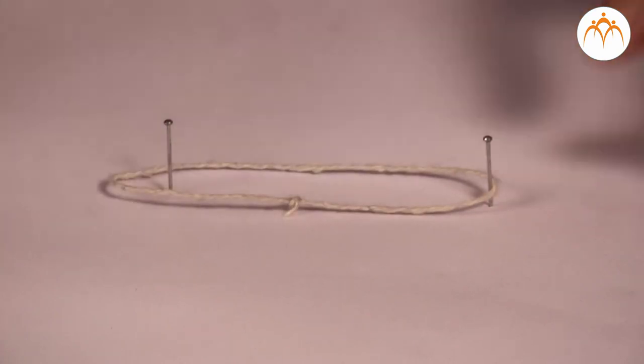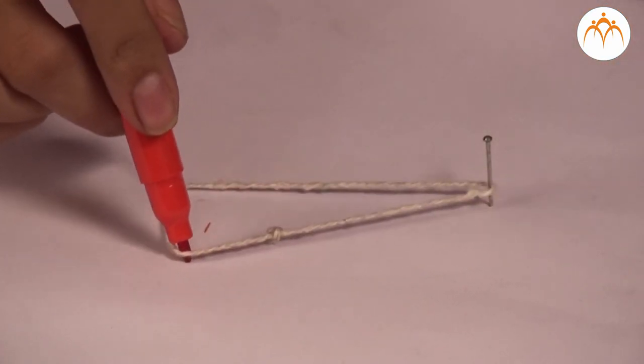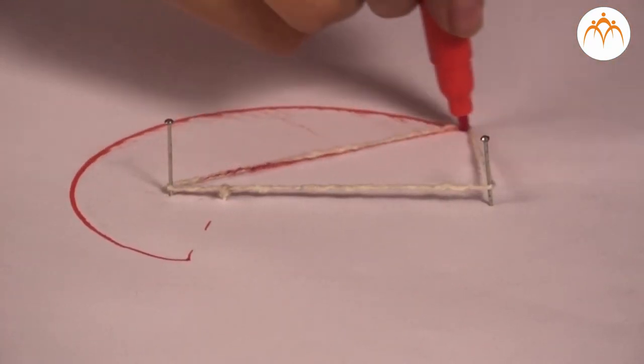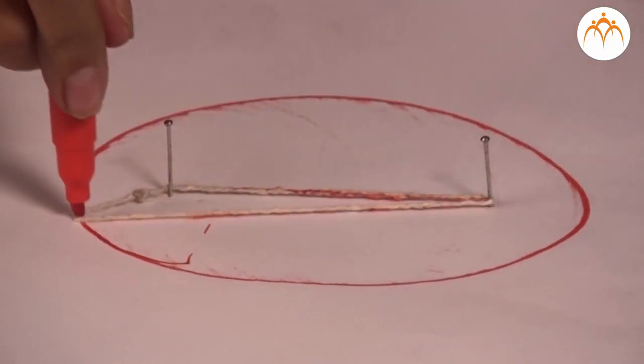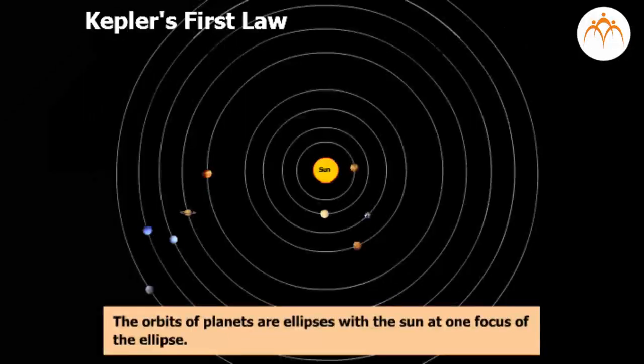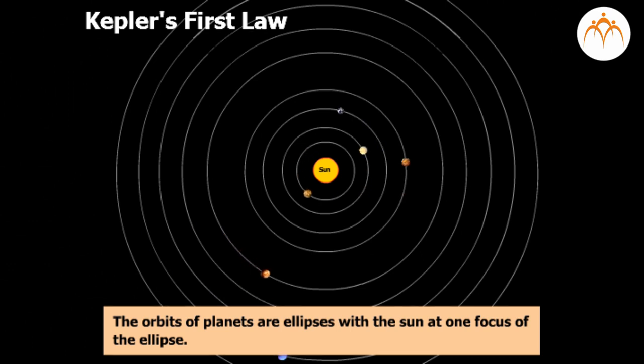Your textbook gives you the method to draw this ellipse. An ellipse has two centers, and the sum of distances of the object from both these centers has to be constant. When this happens, that object rotates in an elliptical path.